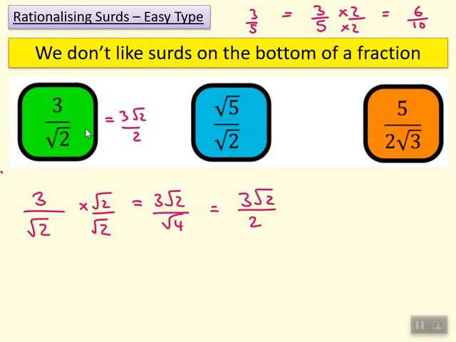The thing is, your Casio calculators are quite cool. If you type that in, it will probably turn it into that. But remember, this is the non-calculator skill, so you'd be doing this on a non-calculator paper a lot. We say that this is the rationalized version of this fraction. They're both the same fraction, but the one on the right is rationalized, the one on the left isn't. It's all about getting rid of that surd from the bottom of the fraction.